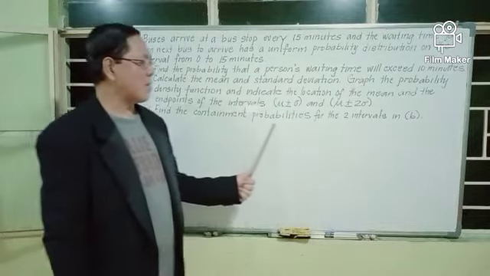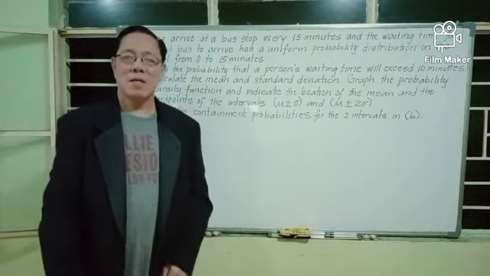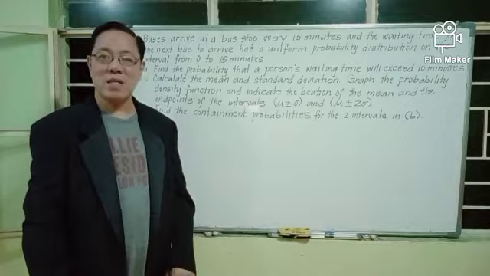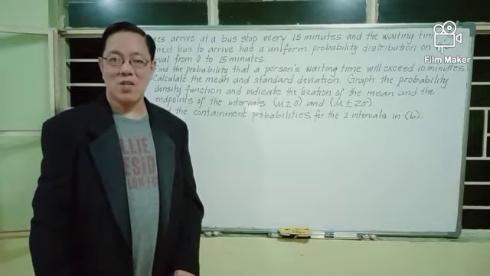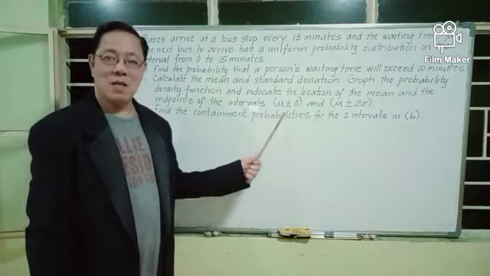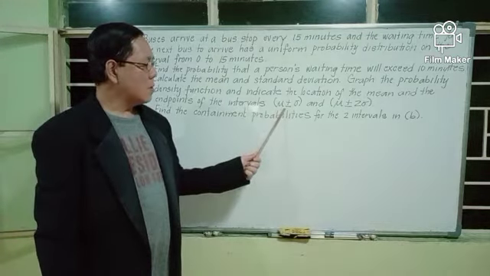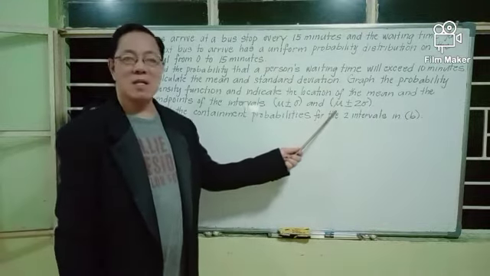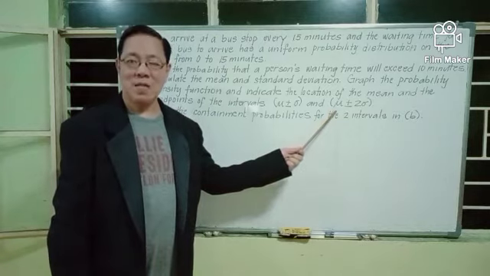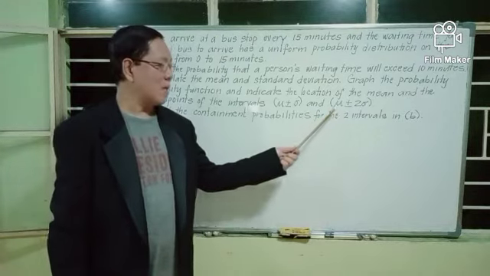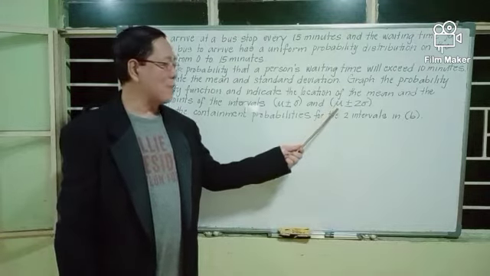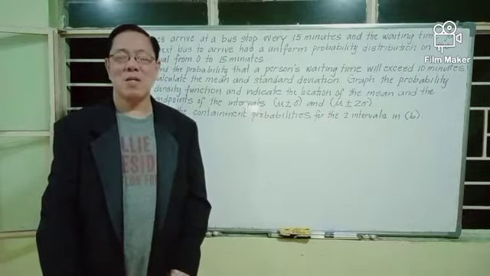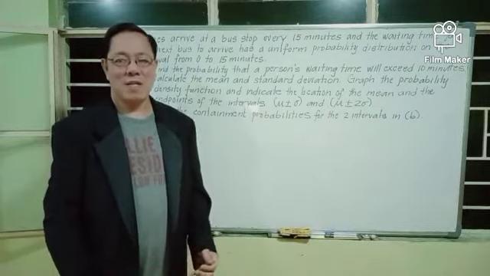Let us find the containment probabilities for the two intervals. The containment probability refers to the probability that the waiting time of a person who wants to catch a bus will fall in the interval between mu minus sigma and mu plus sigma. And we also find the probability that the time a person will have to wait for the next bus will fall in the interval between mu minus 2 sigma and mu plus 2 sigma. And that is what is meant by containment probabilities. So we start now.